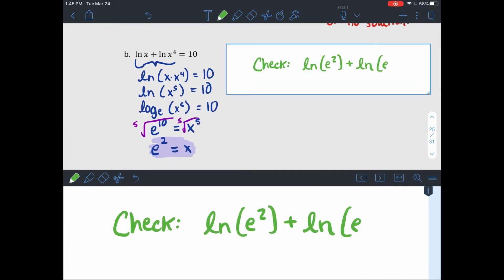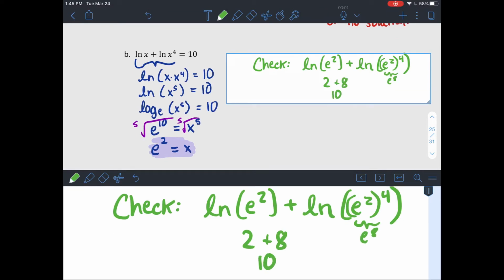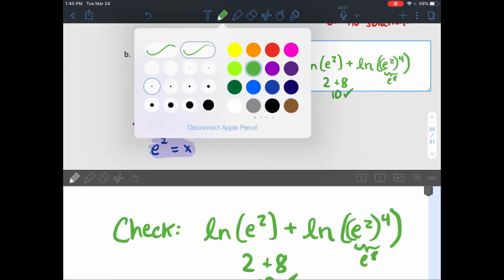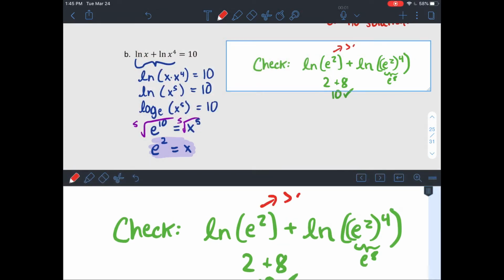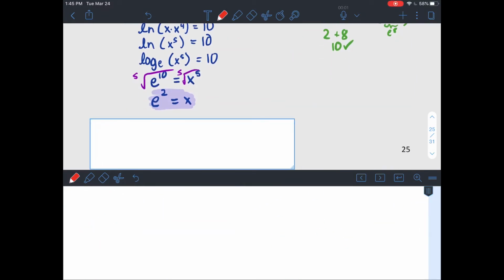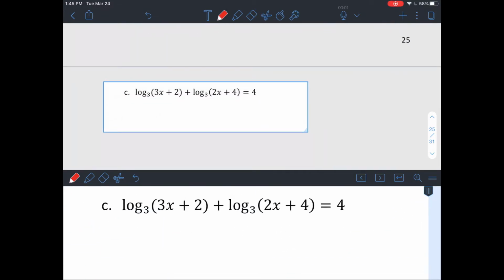So if you plug e squared back in to your original, natural log of e to the 2nd is 2. That's e to the 8th inside there, so that would be 8. Add them together, you end up with 10. Looks all good. At least, like I said, go as far so that you can tell it's greater than 0 inside.